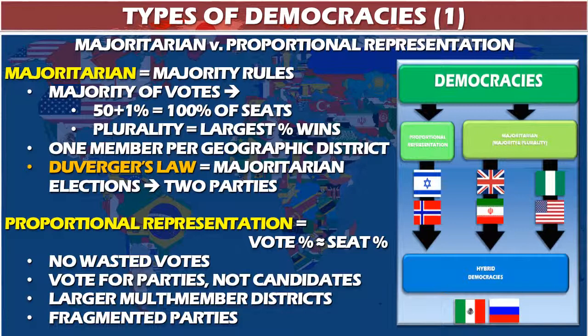You can sometimes have multi-member districts, which means more than one person chosen from an electorate. What also happens is that you can have fragmented parties. That means you can have multiple parties, 5 parties, 6 parties, 7 parties, all representing different points of view. But once they're elected, they can form coalitions and then form a government. And so it's a very different type of system.